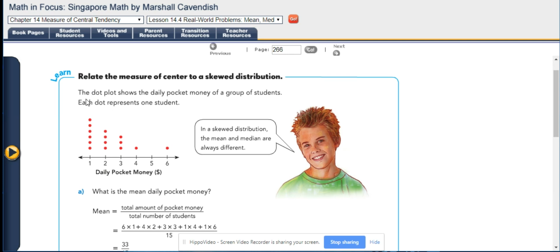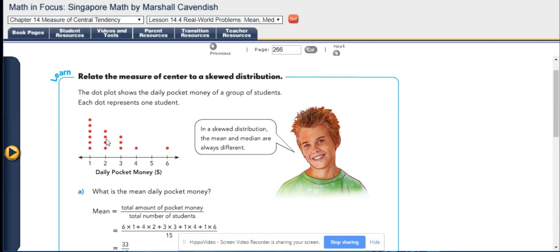It says in this problem, the dot plot shows the daily pocket money of a group of students. Each dot represents one student. So therefore, this dot times $1 would be $1 worth of money. This is another dollar, and another dollar, one more dollar, another dollar, and another. So to find the total amount of money by these 6 dots, you'd take 6 times $1. So that would be $6. You can see that by the 6 times 1 right here.